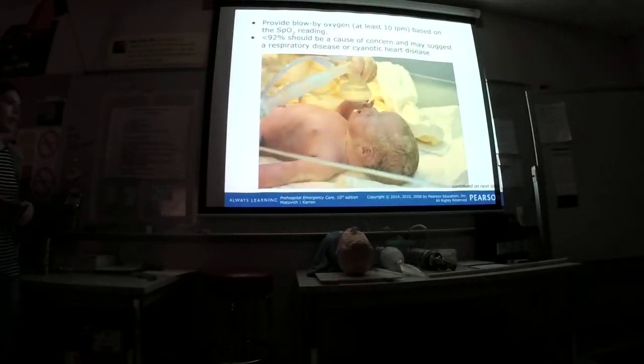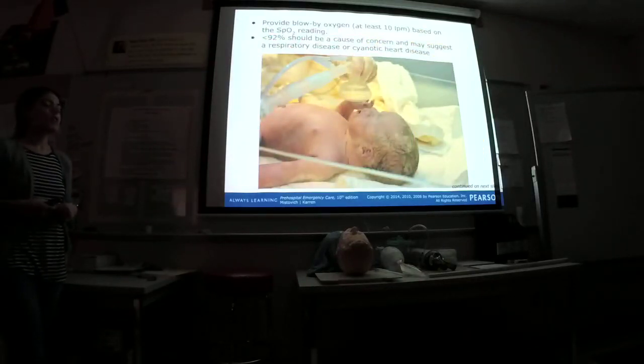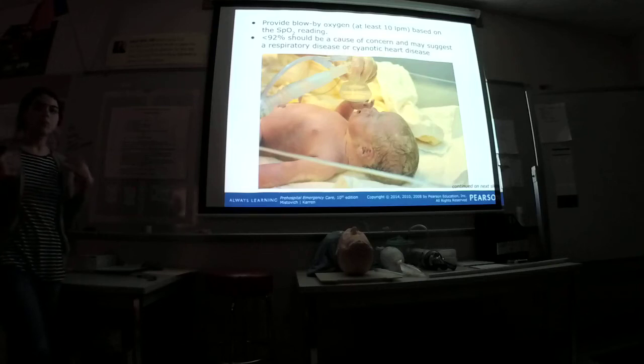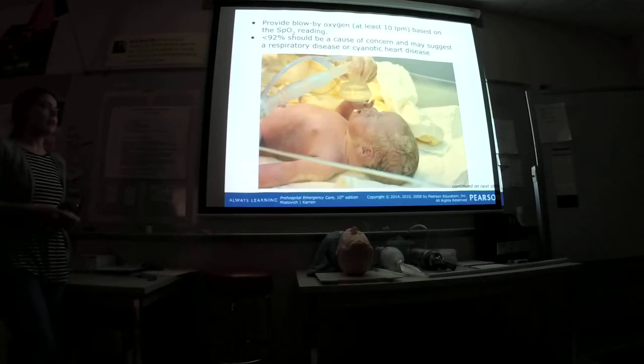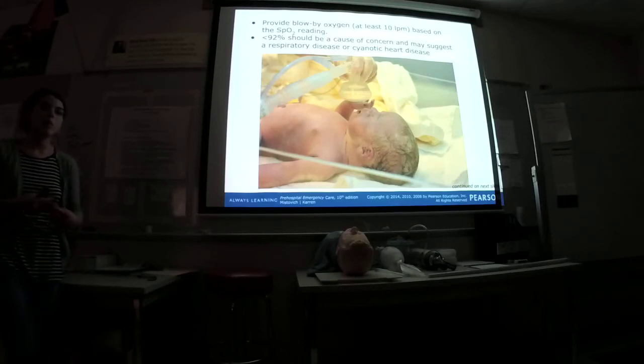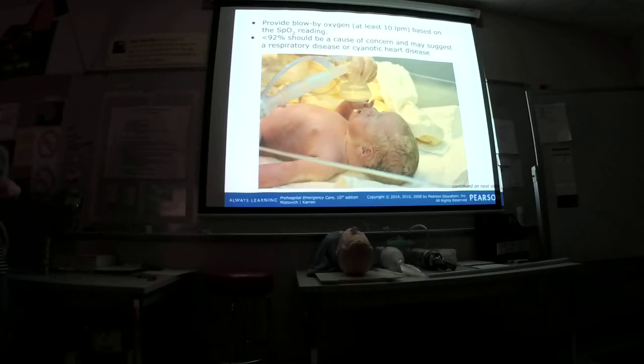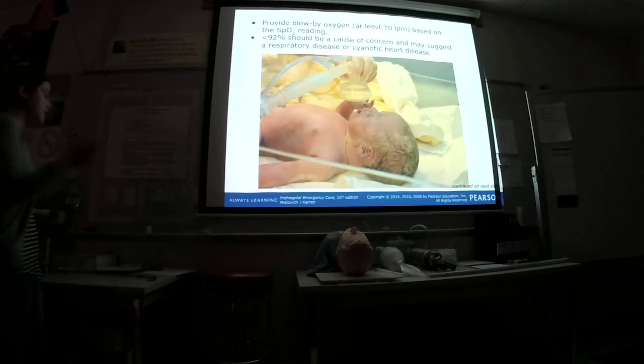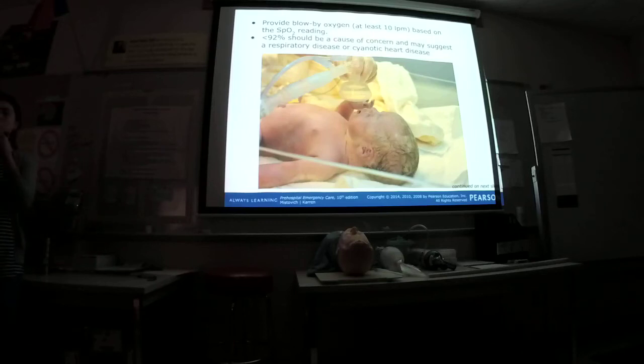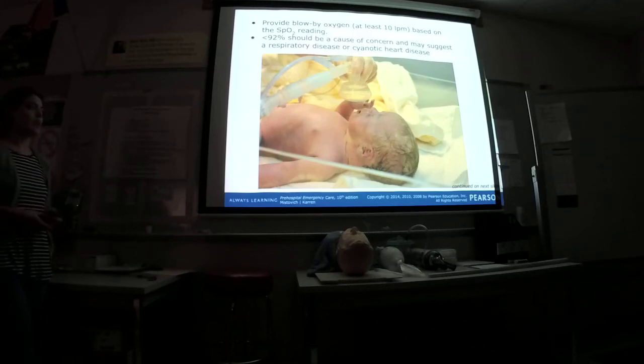And then whenever we're assessing an infant, you're going to notice that they're going to be pretty blue. That's normal. The extremities are going to be blue. The body's going to be pink. And as the baby is presented to the environment, their SpO2 level is going to slowly go up. But a good idea would be to provide blow-by oxygen, which is pretty much grabbing any mask and putting it over the baby's face. We don't want to put it on the baby's face because it's very uncomfortable for them, and this is actually the best way that they're able to get oxygen.